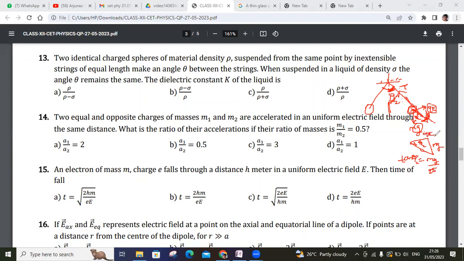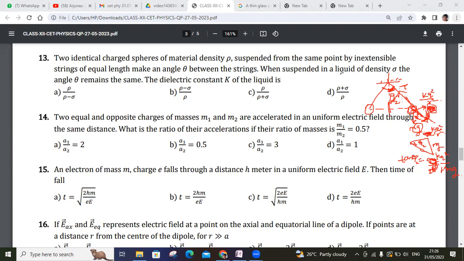Oh, sorry. This is not QE. This is kq square by r square, correct? Where r is the distance between the centers. And this will be mg. So tan theta by 2 will be kq square by r square by mg, correct? So this is tan theta by 2.